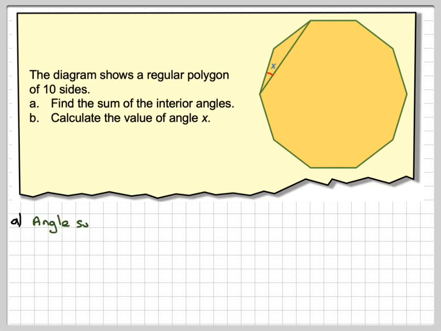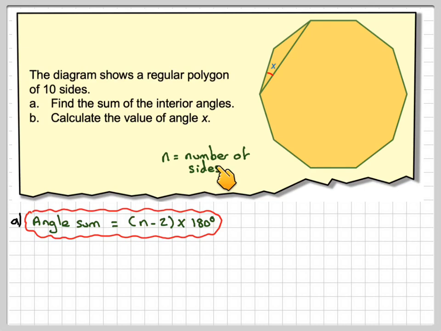So the angle sum for any polygon will be n minus 2 times 180. So n is the number of sides. We know there are 10 sides, so it's going to be 10 minus 2 times 180. That's going to give me 8 times 180, which is 1,440.